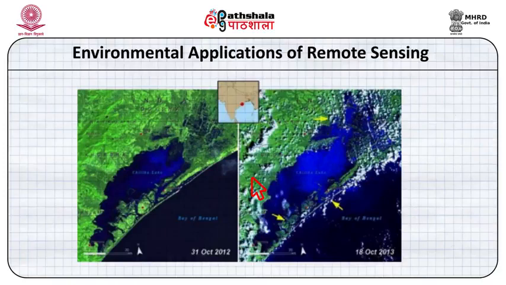So, if we take similarly the IRS data, Indian data, or Landsat data, US data, that can clearly show how much wetland there is and how much wetland is being affected during flooding and so on.